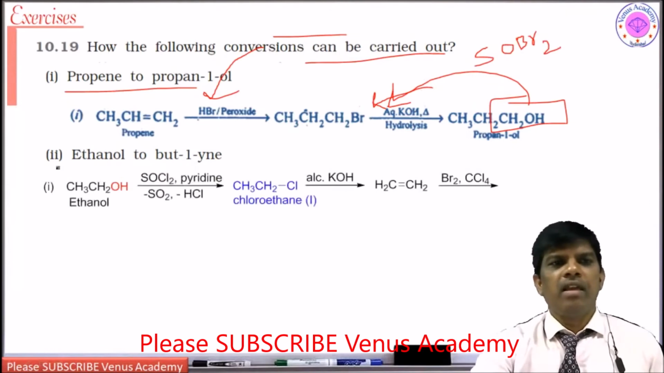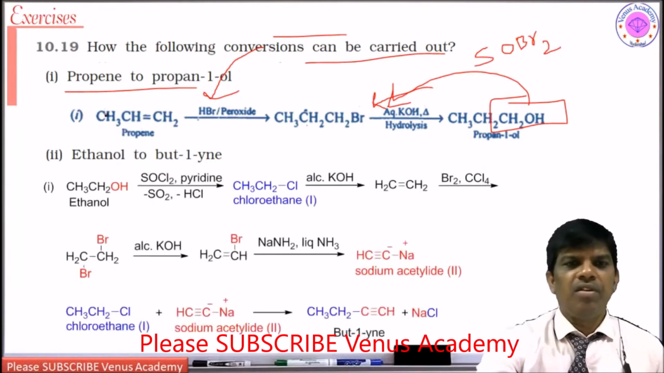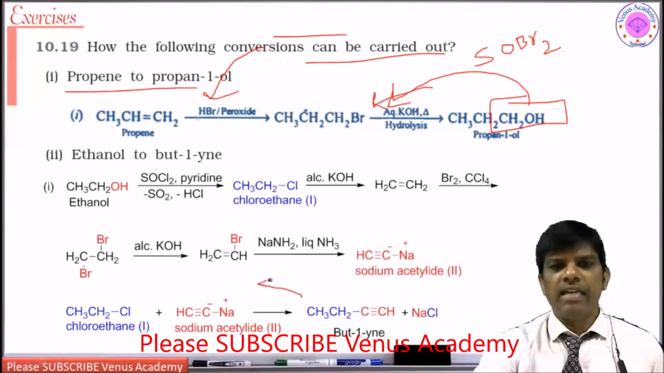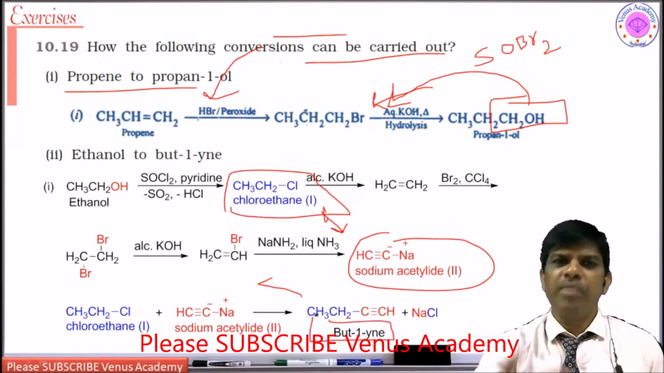Next, ethanol to butane. Just now I explained in previous slides. This is how you can make it: sodium acetylide and chloroethane you can add together at this stage to give butane. It is repeated, same question.